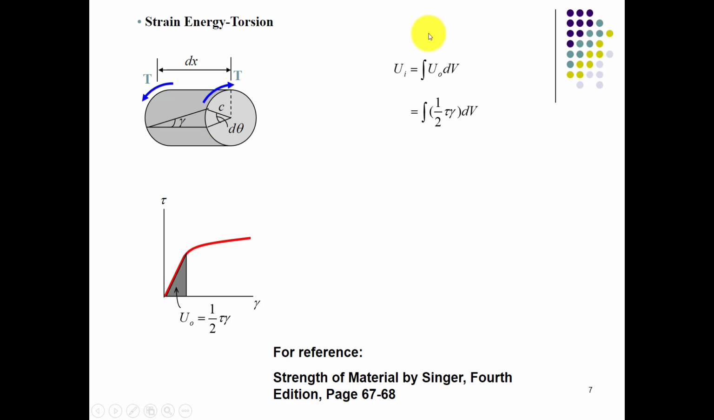We can compute the internal strain energy as half of tau gamma, and G is the torsional modulus, which is basically the slope of this linear elastic curve, which can be equated as tau over gamma. Like we have Young's modulus, which is the ratio of stress to strain.